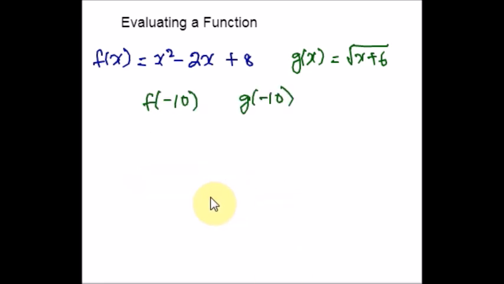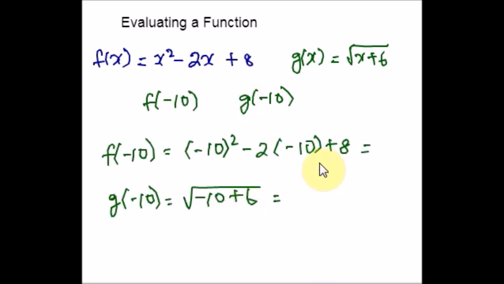So this part is pretty much the same as the previous part, with one exception that we will touch on when we reach that point. Here are the evaluations. Replace all x by negative 10. So you'll get, I'm getting 128. 100 plus 20 plus 8, 128. Please make sure that you deal with the negative signs properly here. Now the second one, g of negative 10. So negative 10 plus 6 is negative 4.